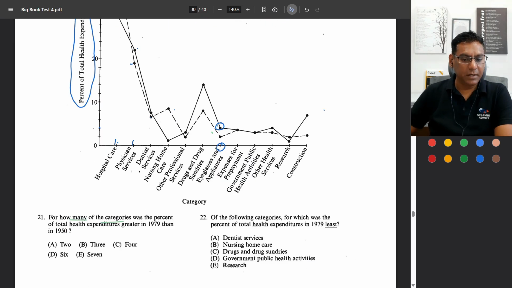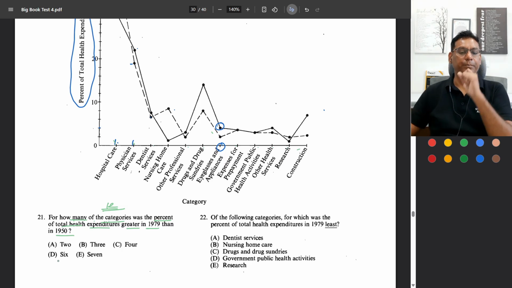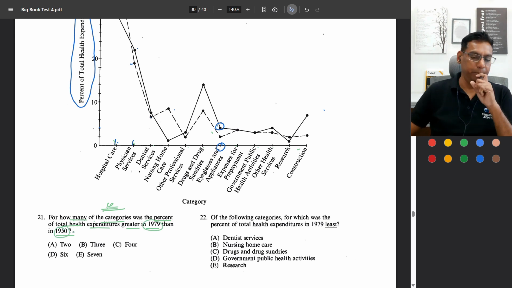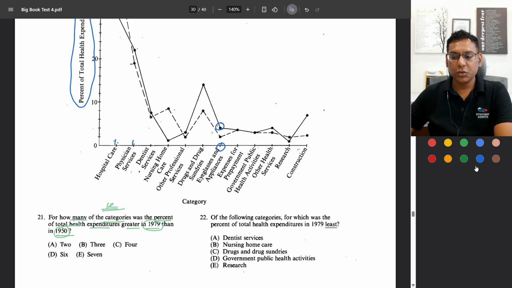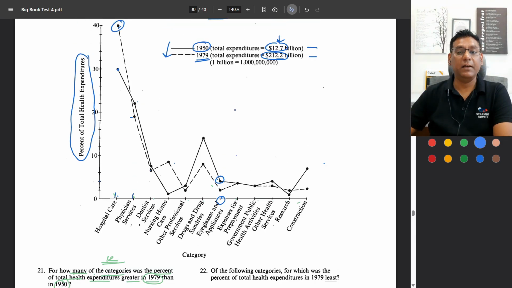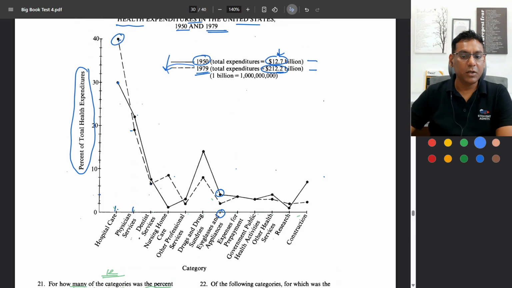For how many of the categories? So these categories, how many are there? 1, 2, 3, 4, 5, 6, 7, 8, 9, 10, 11, 12. Out of these 12, for how many of the categories was the percent of total health expenditures greater in 79 than in 50? Out of these 12, how many times do you have for any particular category 79 greater than 50? Got it. So I have to go category by category and see where I have 79 greater than 50. Which one is 79? Dotted. So I want dotted greater than solid. How many times? Here I have dotted greater than solid.